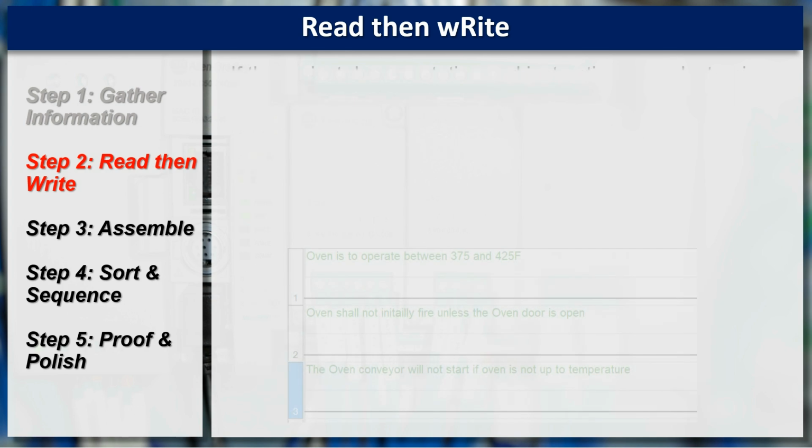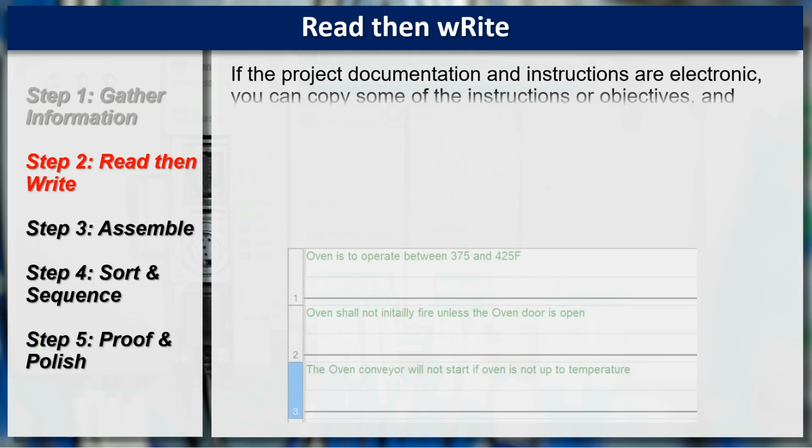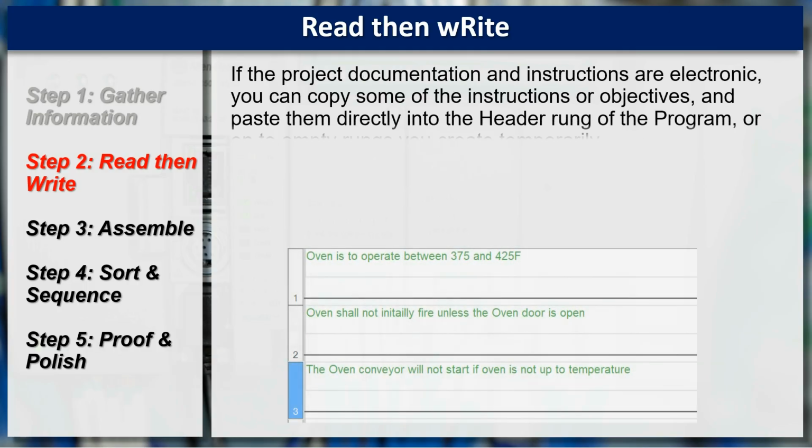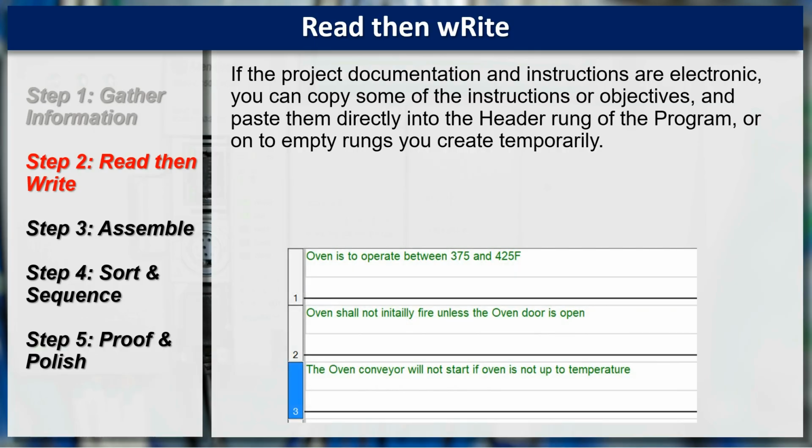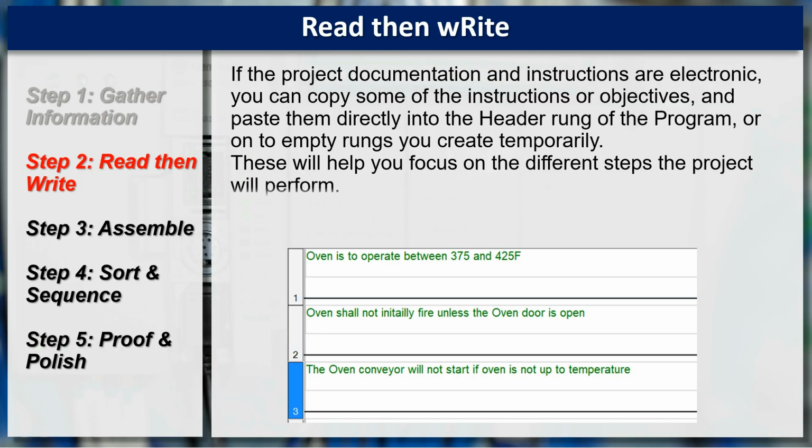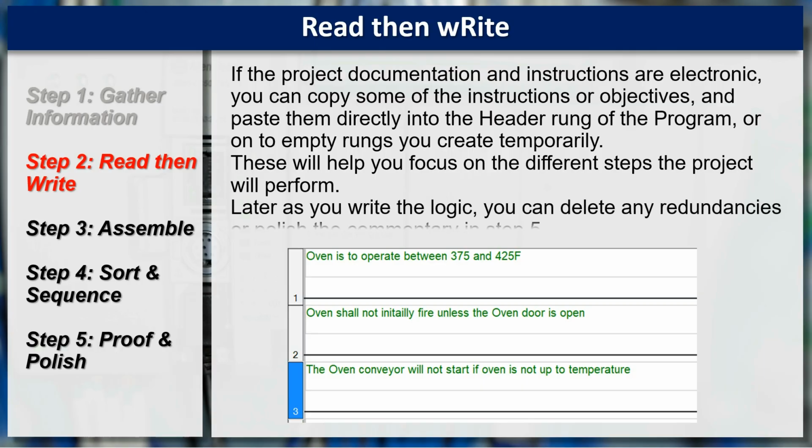Another handy part about reading then writing is if the project documentation and instructions are electronic, you can copy some of the instructions or objectives and paste them directly into the header rung of the program or onto empty rungs you create temporarily. These will help you focus on the different steps the project will perform. Later, as you write the logic, you can delete any redundancies or polish the commentary in step 5.